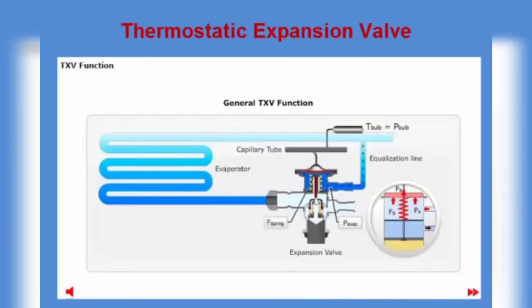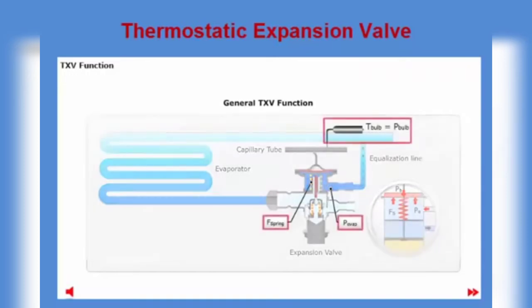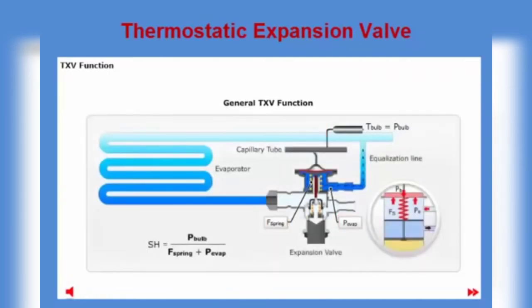Together with the force from the valve mainspring, F spring, the two pressures achieve a pressure balance which represents the requested superheat, or SH, at the evaporator outlet. Depending on the actual SH value, the TXV orifice will open or close.